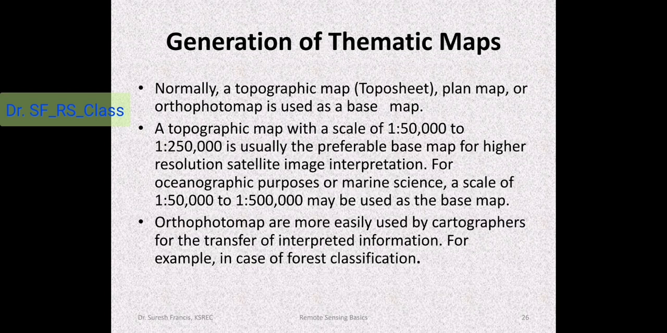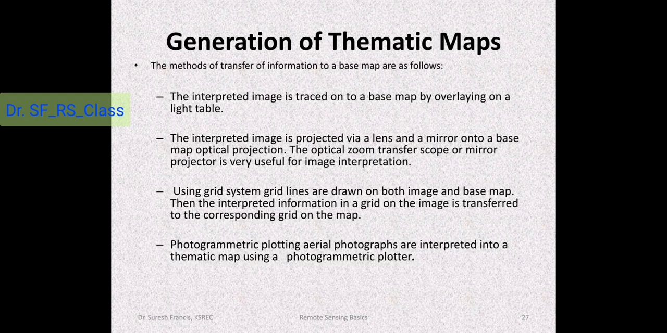Location specific information can be integrated with the themes that you have generated. Suppose in the land use we are generating, you are telling this is a paddy area, and this paddy area is near this town. If it is integrated with the base map, you see this road is passing nearby this paddy, and all this information can be integrated by integrating it with the base map. Orthophoto was also used by the cartographers for transferring the information generated in the earlier cases.